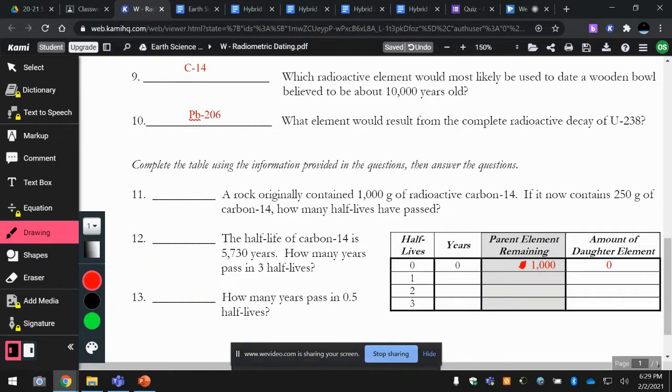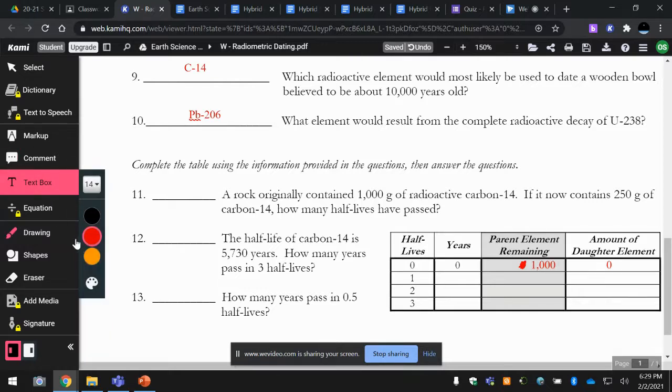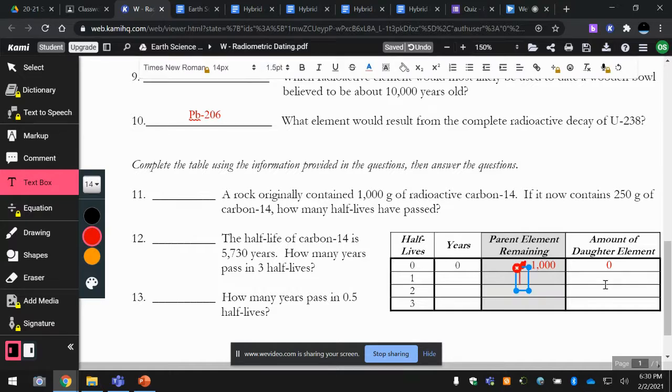I'll scribble that out for us so we don't get confused. All right. If the original rock contained 1,000 grams of radioactive carbon-14 and now it contains 250 grams, how many half-lives have passed? Well, remember in the parent remaining column, we go by half each time. So if 1,000 turns into 500, and then 500 turns into 250.